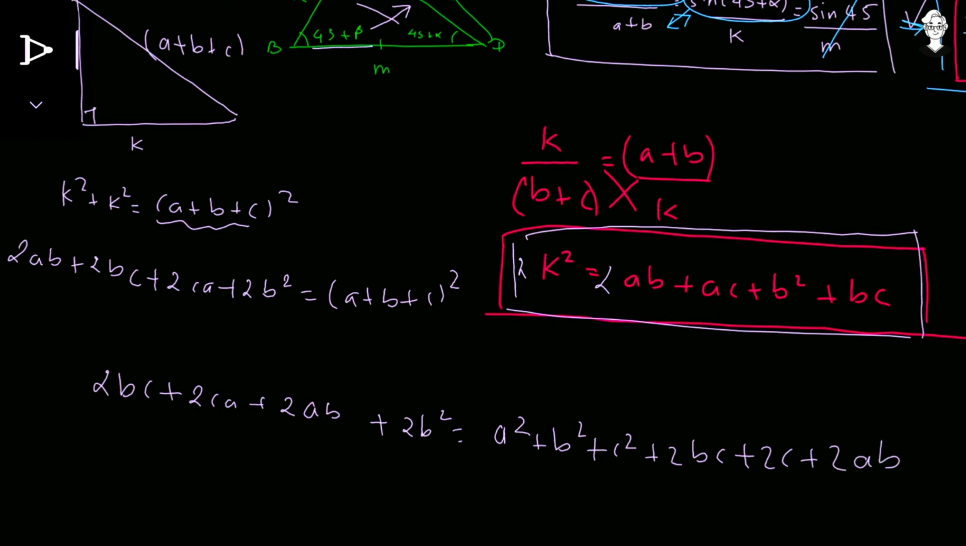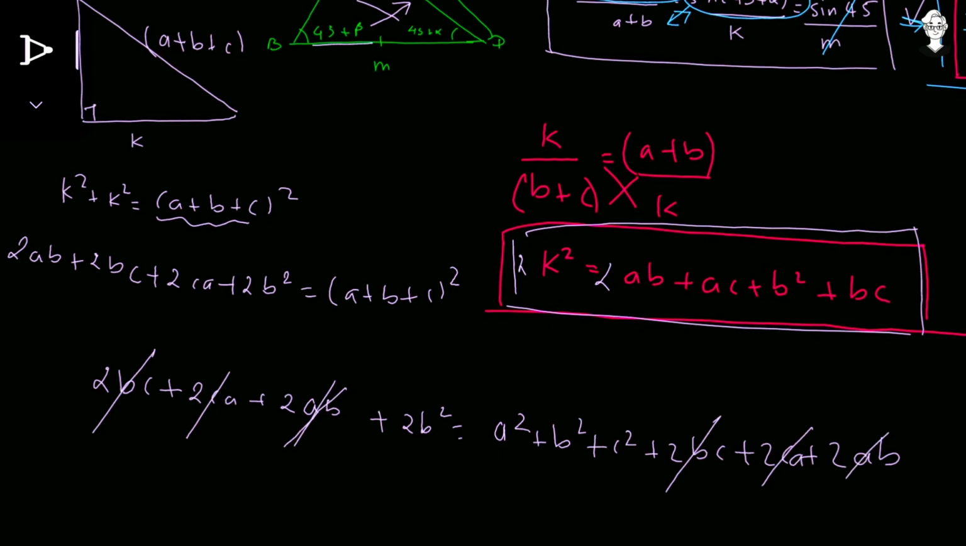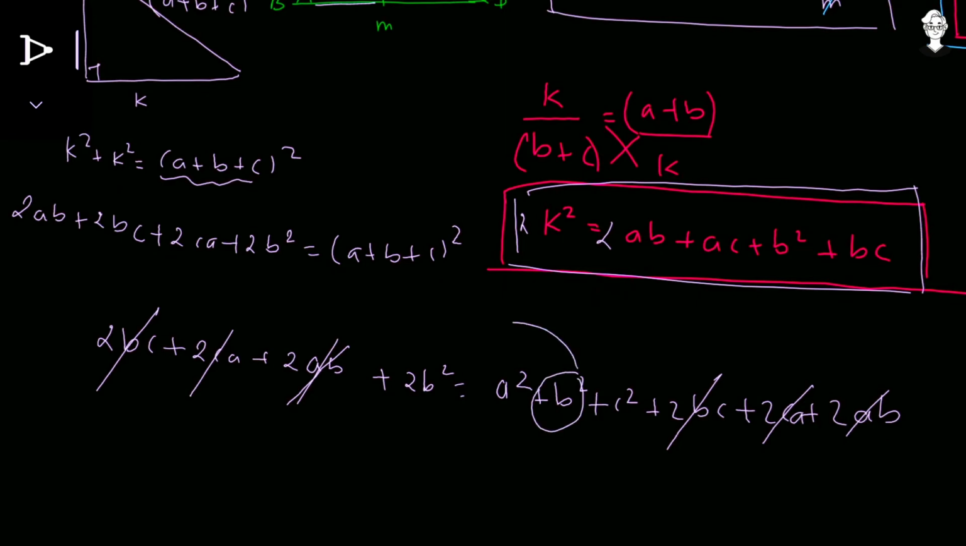Now from both sides I can see 2BC, 2BC, 2CA, 2CA, 2AB and 2AB got cancelled out. This B square comes over here, so negative b square, so 2b square minus b square gives me b square, and that's equal to a square plus c square.